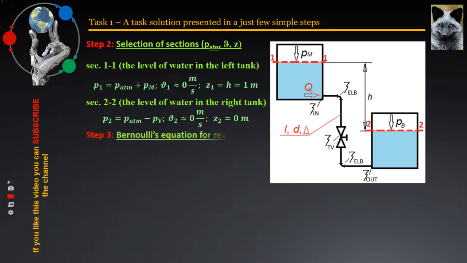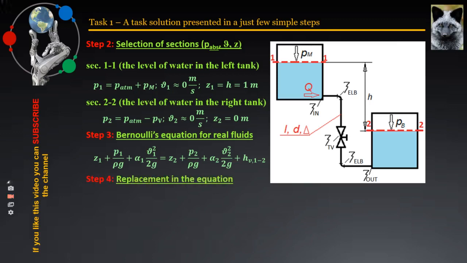Performing step 3 involves only rewriting, copy-paste, Bernoulli's equation for a real fluid, as shown on the slide. It's time to move on to step 4, which is the last one. And this means that we have to use the data from step 2 and substitute with it in the Bernoulli equation. I will continue to advise you to always make the initial substitution symbolical instead of numerical, as shown on the slide.